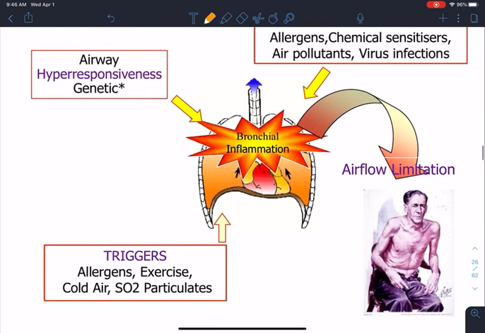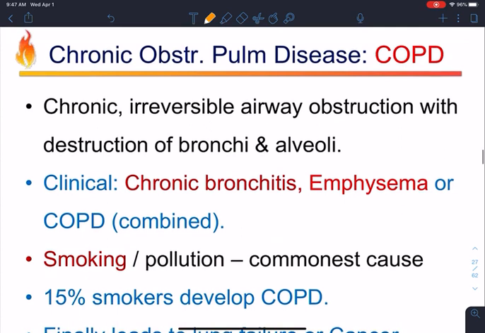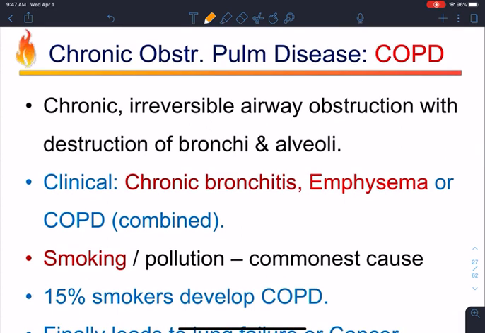So here is just a basic idea of different asthma triggers. So you got different triggers here, different things that can lead to an asthma attack. Then you have a hyper-responsiveness, which is like an oversensitivity reaction or an allergic reaction. And this leads to airflow limitation. You make it very hard to breathe. All right, now let's talk about COPD.